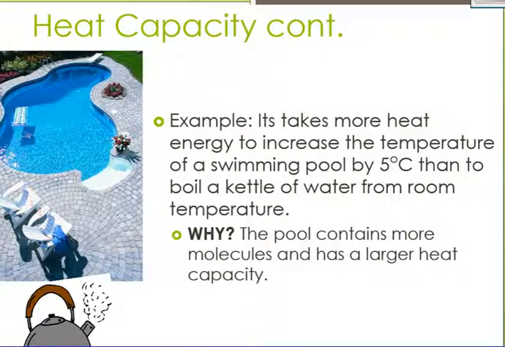So when we talk about mass, for example, if you have a tea kettle at home and you have to heat that up, you could boil the water pretty quickly. It may only take a few minutes. But when you open your swimming pool in the summer, it takes a really long time for it to get to a nice, comfortable temperature, unless, of course, you have a heater. It takes longer to heat up a larger mass of water, like a pool, than it would to heat up a small tea kettle. So the pool contains more molecules and has a larger heat capacity because it has a greater mass.